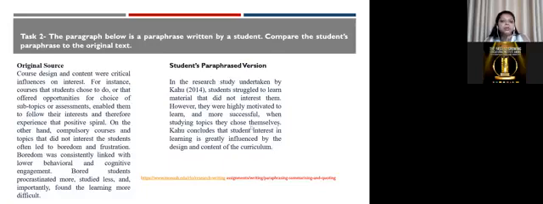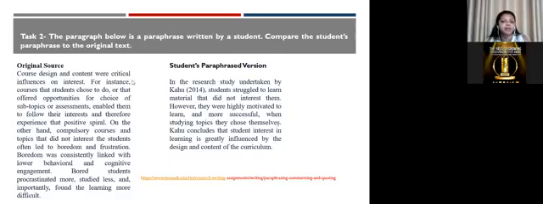Let's see. Kahu concludes that the student interest in learning is greatly influenced by the design and content of the curriculum. Where do you get to see this sentence in the original passage? Where do you get to see this one in the original source? In the beginning, middle, or at the end? Yes. In the beginning. Okay, so in the beginning, you actually see course design and content were critical influences of interest. So the same thing.